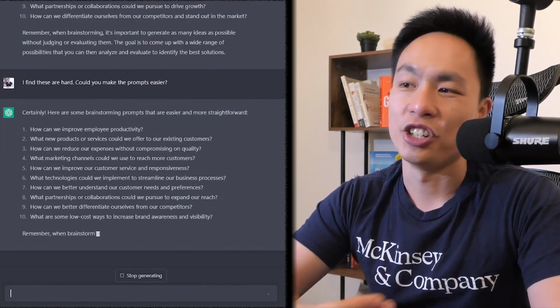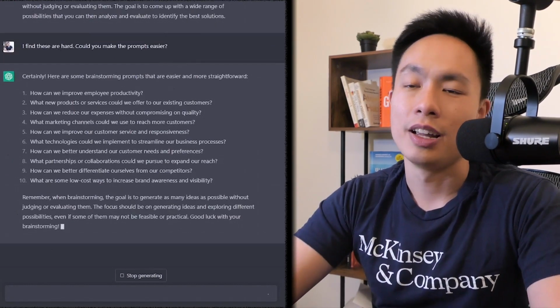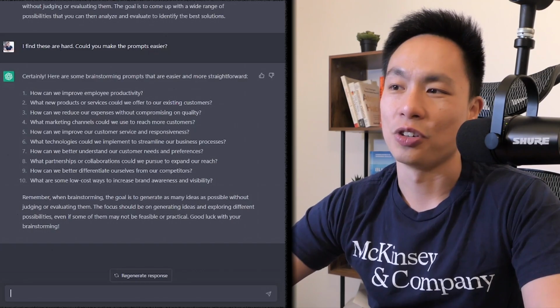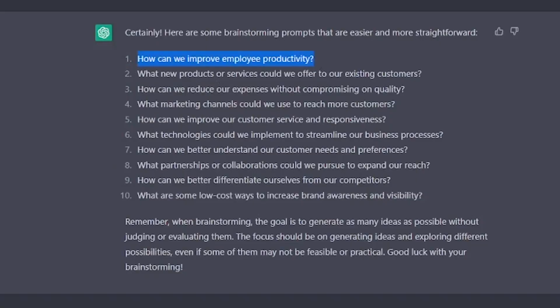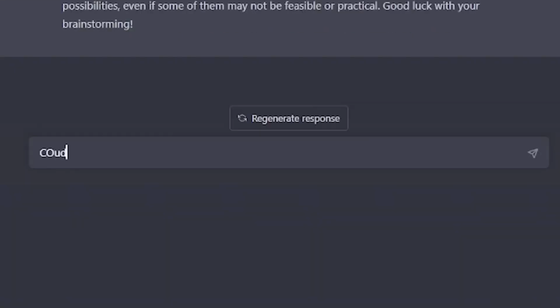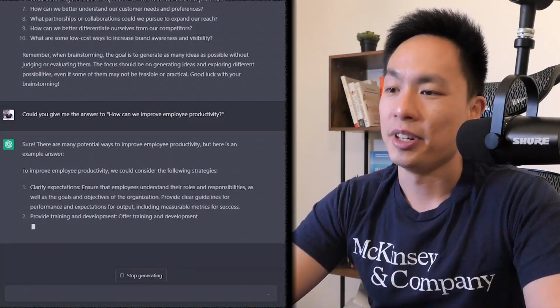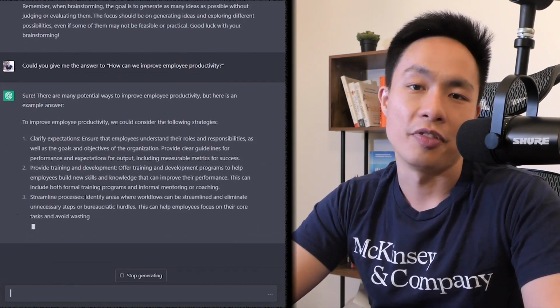And you can kind of see here, you can adjust the levels to make it easier or harder. And similar to before, what you'll do is you'll brainstorm each of these out and ask for the answers. So for example, let's say I did the first one here. How can we improve employee productivity? And ChatGPT will automatically start spitting out a couple of answers here.